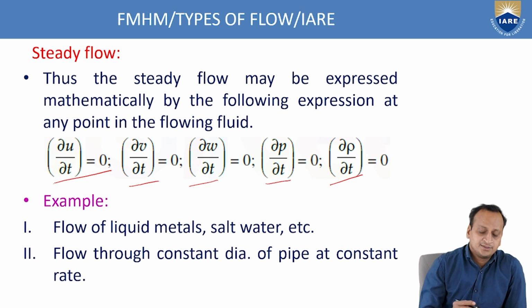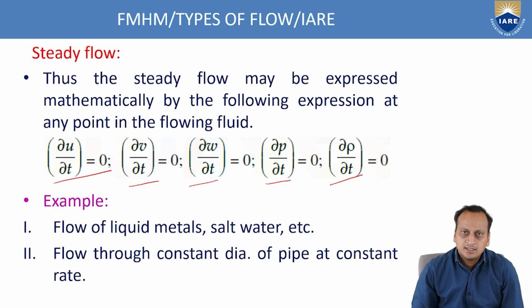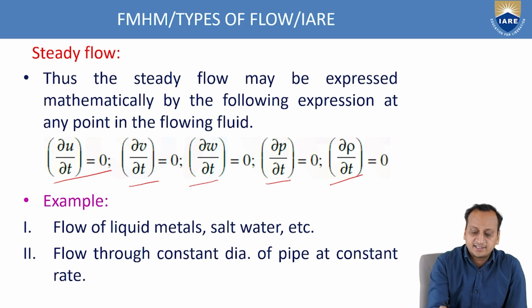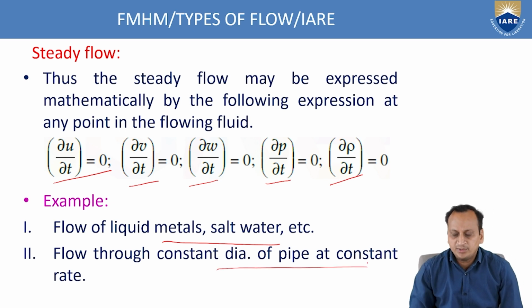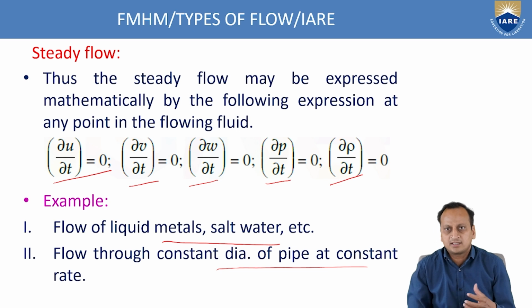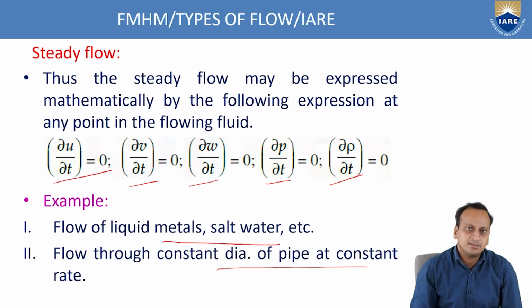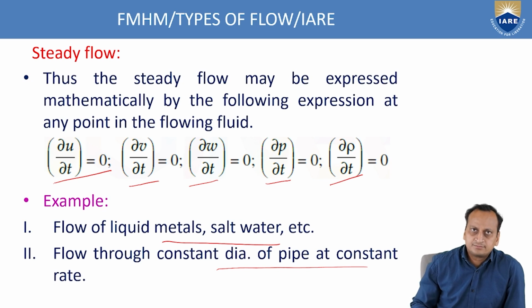By this example we can remember steady flow: a flow of liquid metals. The liquid molten metals while flowing, whose velocity and other parameters like density will not vary, like salt water, and flow through a constant diameter pipe at a constant rate. If the diameter of the pipe is constant and we allow a constant rate of liquid to flow through that pipe, then the remaining parameters will not vary, by neglecting the frictional losses.